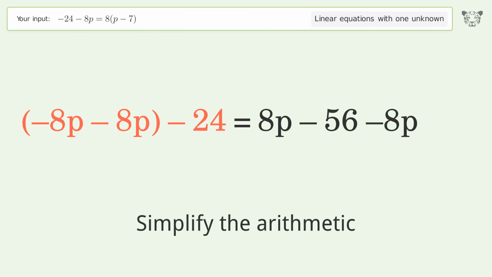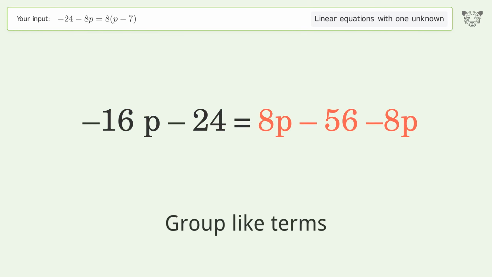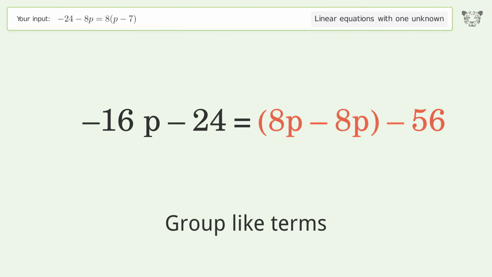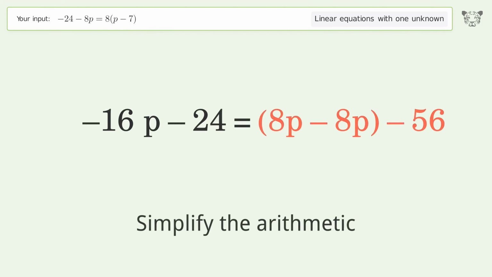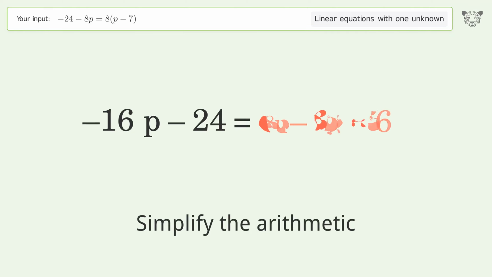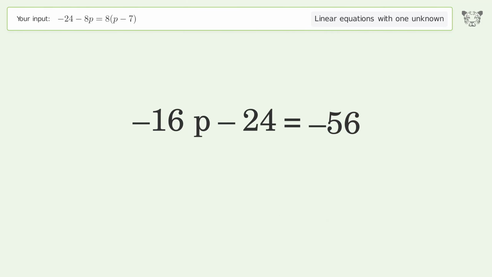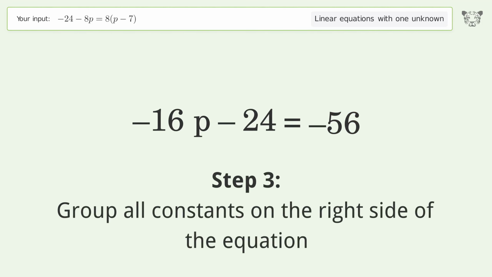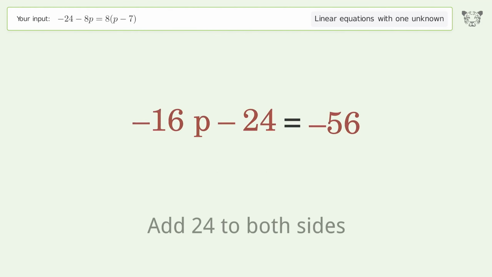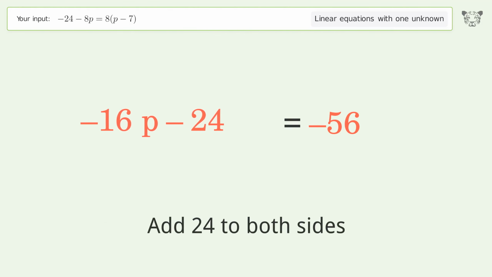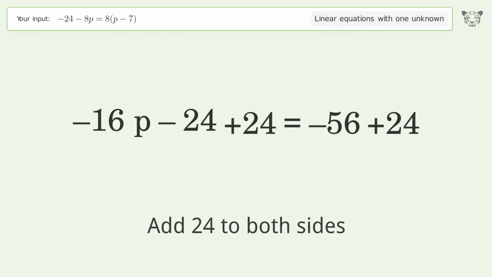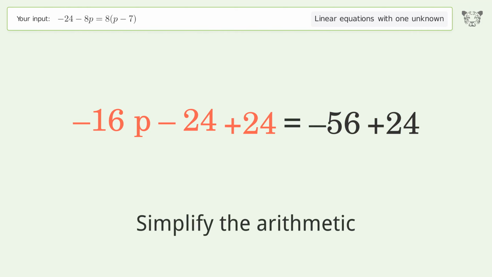Simplify the arithmetic. Group like terms. Simplify the arithmetic. Group all constants on the right side of the equation. Add 24 to both sides. Simplify the arithmetic.